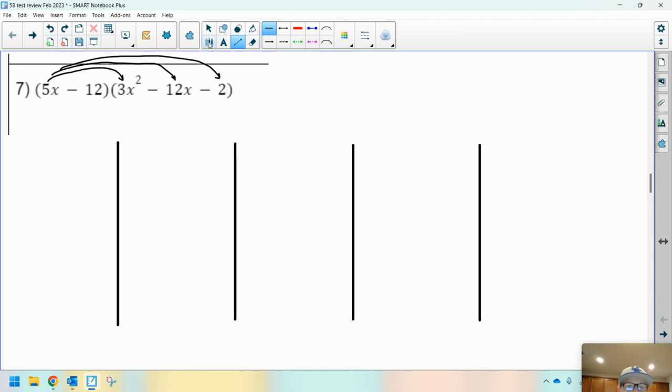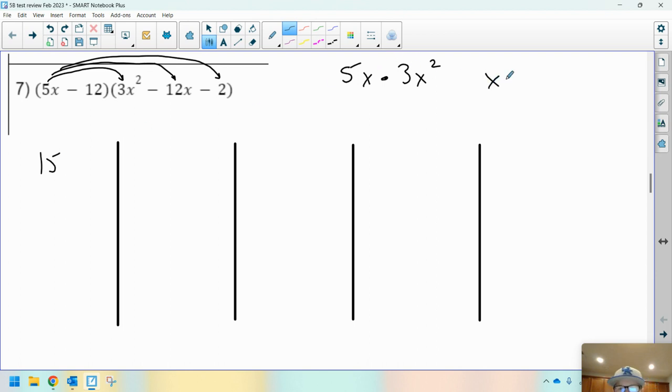You will have 4 columns on this one. First, 5x times 3x to the second power. Let's look at the numbers. 5 times 3, 15. Now we do x times x to the second power.